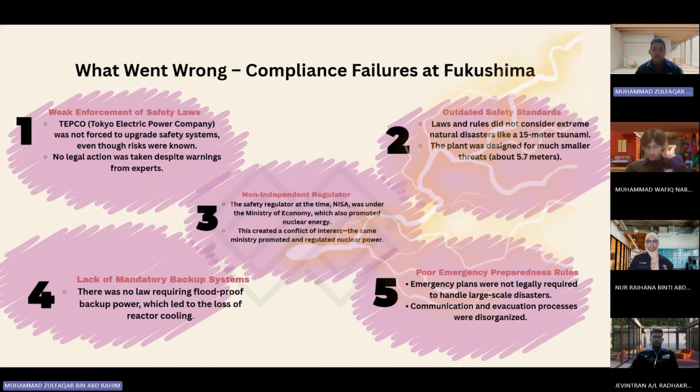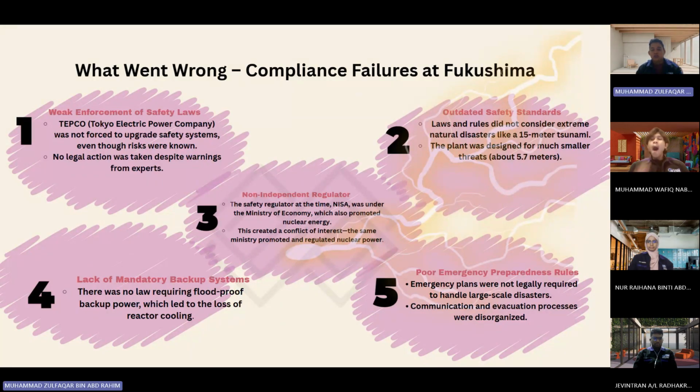For the third is non-independent regulator. The safety regulator at the time, NISA, was under the Ministry of Economy, which also promote nuclear energy. This created a conflict of interest. The same ministry promote and regulated nuclear power. For the fourth, lack of mandatory backup system. There was no law requiring flood-proof backup power, which led to the loss of reactor cooling.